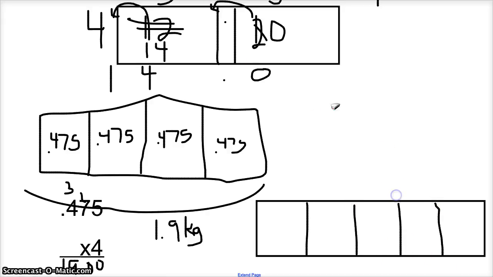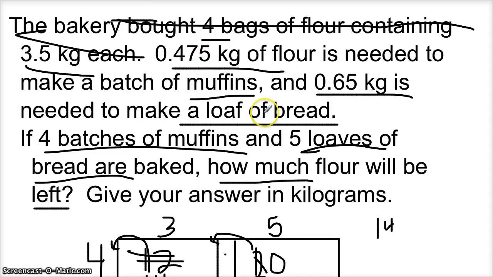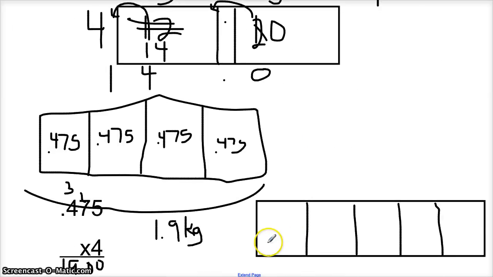All right, and I'm going to refer back to my problem again because there's so many numbers I'm dealing with. 0.65 is needed to make a loaf of bread. I'm making 5. So each one of these is 0.65. So you can go ahead and do that math. How much is this whole thing going to be worth if each is worth 0.65? Pause the video while you do this.